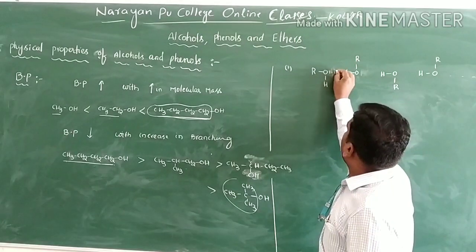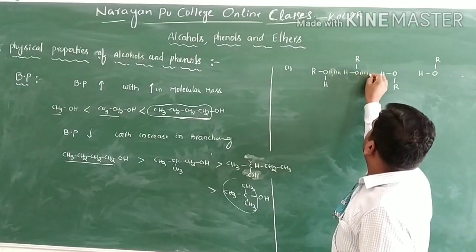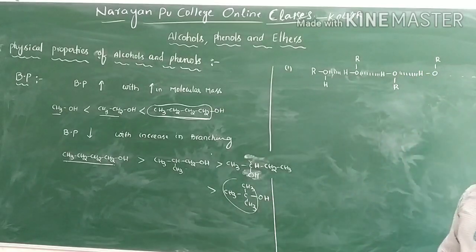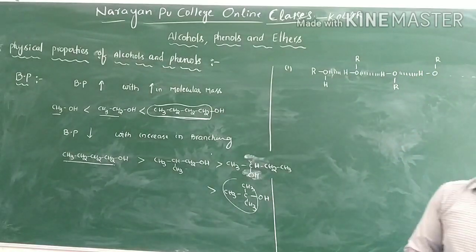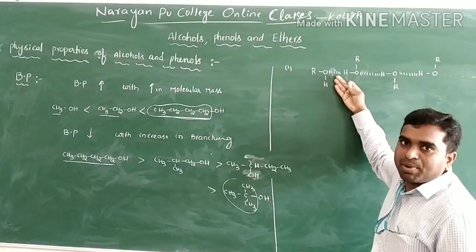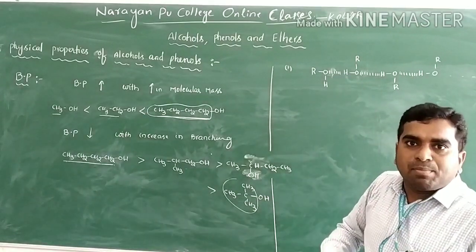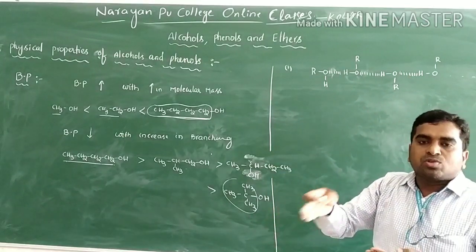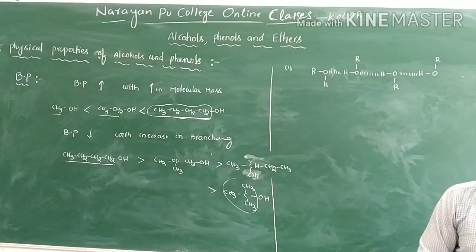So this is hydrogen bonding. Intermolecular hydrogen bonding exists among the alcohol molecules, which means some extra bonds are coming here. Because extra bonds are present, you have to use high temperature to break those bonds, and that we consider as the boiling point.